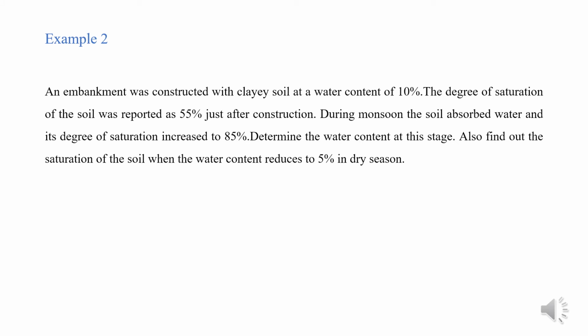So this is my example 2. We'll solve this problem. Let me read it out. An embankment was constructed with clay soil at a water content of 10%. The degree of saturation of the sample was reported as 55% after construction. During monsoon, the soil absorbed water and its degree of saturation increased to 85%. So, determine the water content at this stage. Also find out the saturation of the sample when the water content reaches 5% in dry season. So let us start solving it.